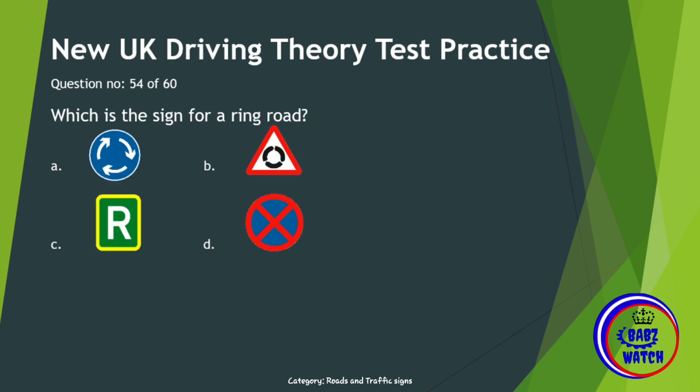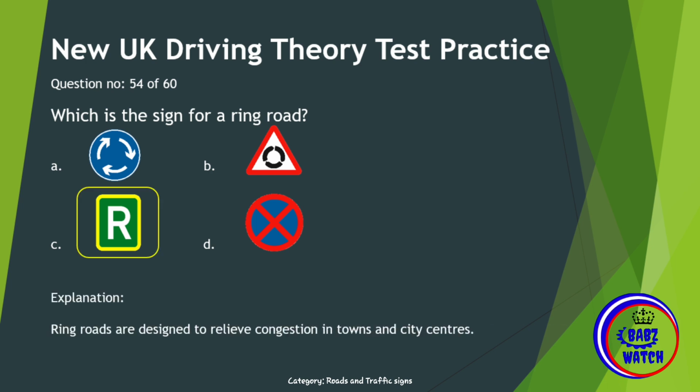Question 54 of 60. Which is the sign for a ring road? The correct answer is C. Explanation: ring roads are designed to relieve congestion in towns and city centers.